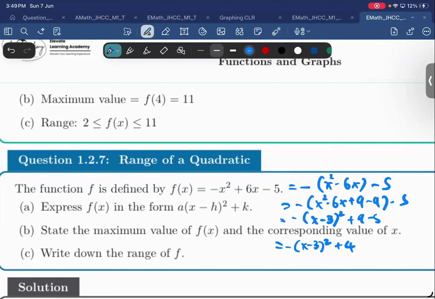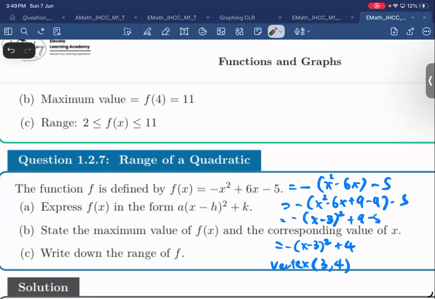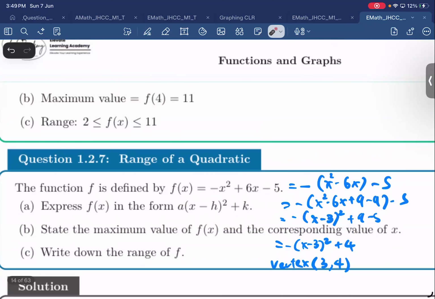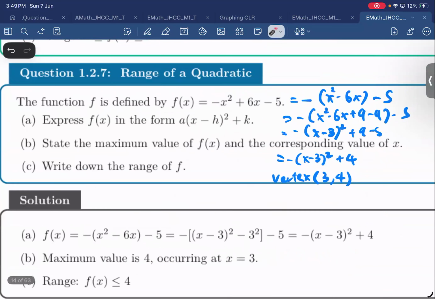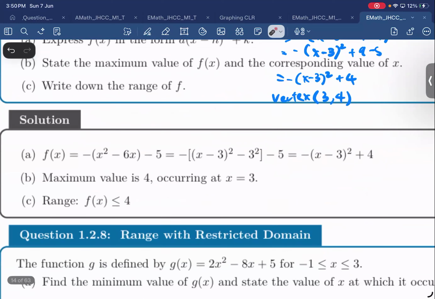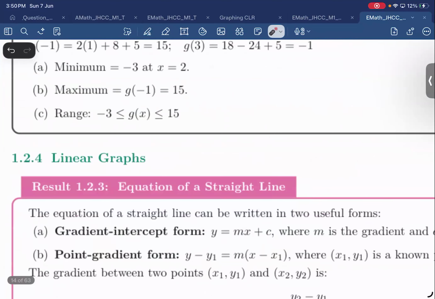Then first of all, the vertex will be (3, 4). So in this case, the maximum value, because of this minus sign here, the maximum value will be the y coordinate of this. So maximum value will be 4. And thus the range will be everything that's below this, including it. So y less than or equal to 4. Yeah, the next one we'll see.